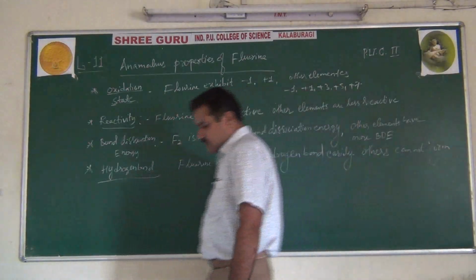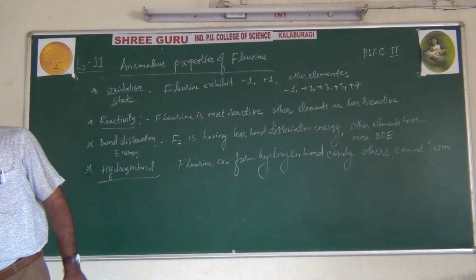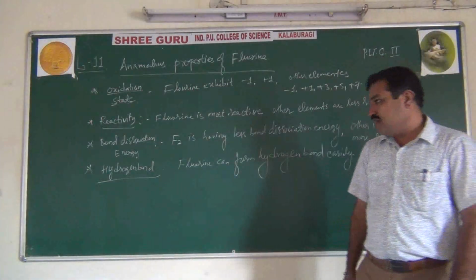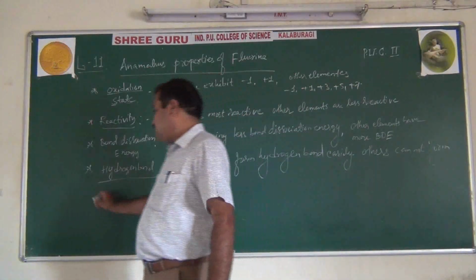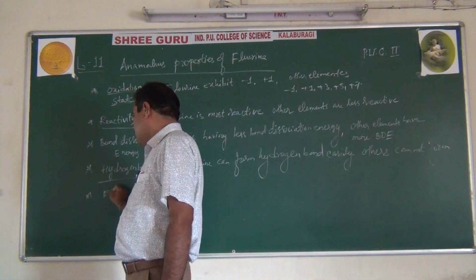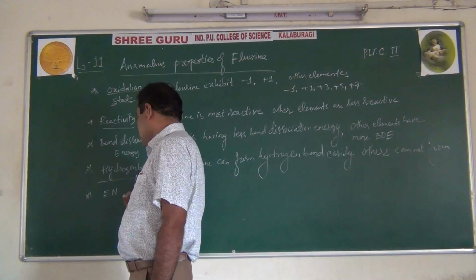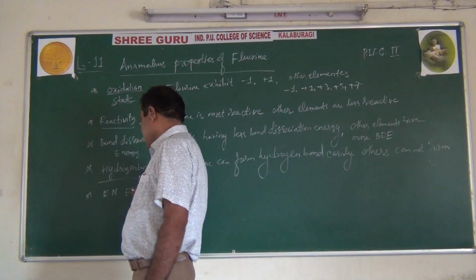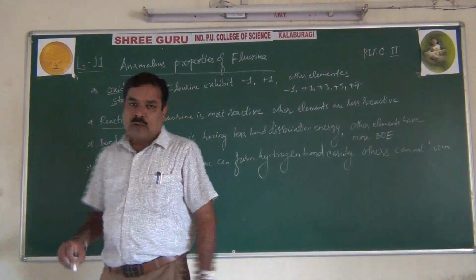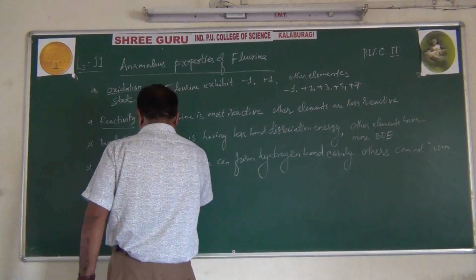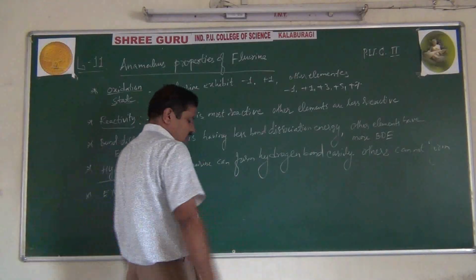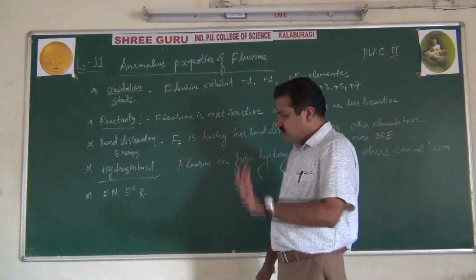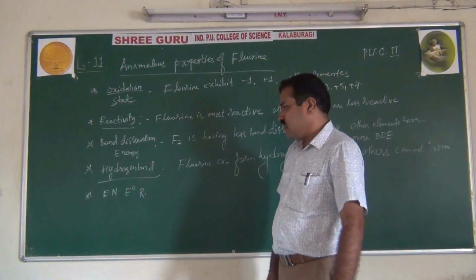See, there are four main points through which we can differentiate fluorine easily from other elements. Apart from this, in electronegativity, and also I told you electrode potential, that is E0, and even reactivity is high. Reactivity is high for what? Fluorine. But other elements have less electronegativity, less electrode potential, less reactivity.